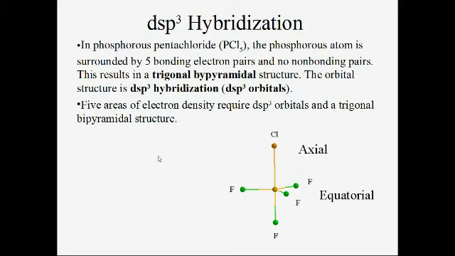The 5 orbitals that blend together will give us 5 orbitals coming out. These 5 orbitals give us the trigonal bipyramidal geometry.